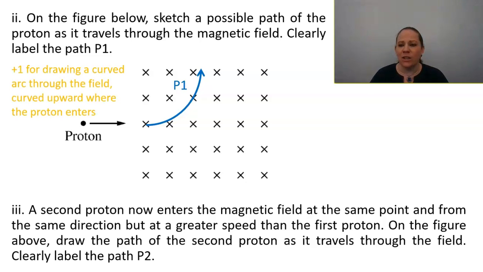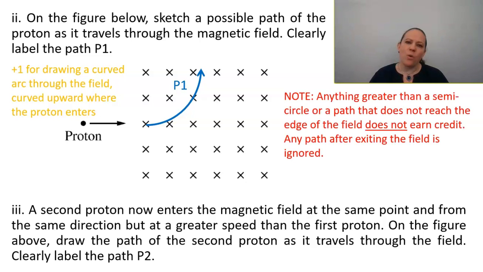And our points here are a point for drawing a curved arc through the field, curved upward where the proton enters. And there was a note that anything greater than a semicircle or a path that does not reach the edge of the field does not earn credit. Any path after exiting the field is ignored.